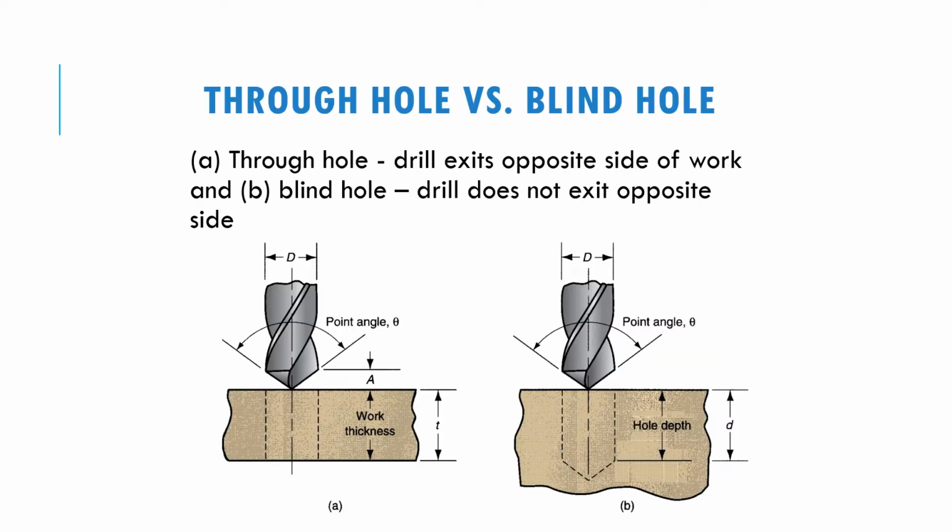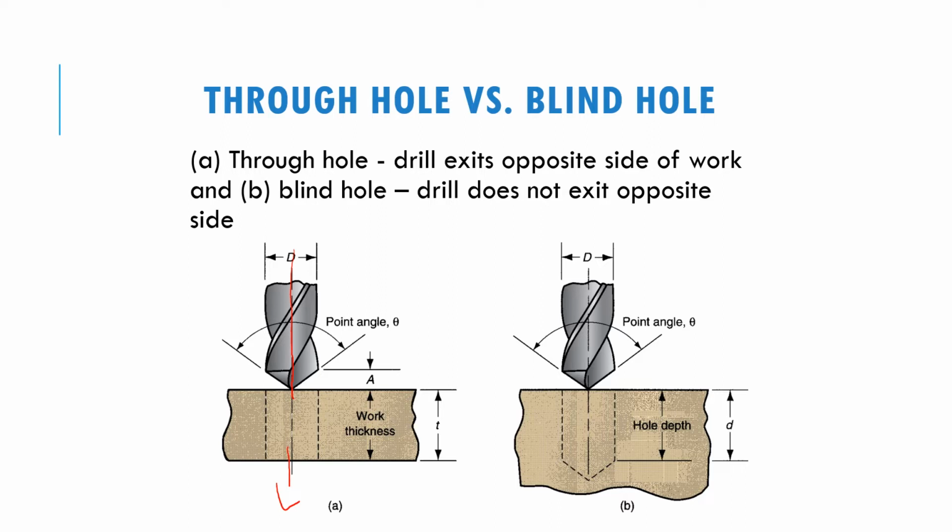In the drilling process, you can create two types of holes. One is a through hole and another one is a blind hole. If you want to create the through hole, here is the illustration. The first one is the through hole. Once the drill bit comes out, it will come out from the other side of the workpiece.